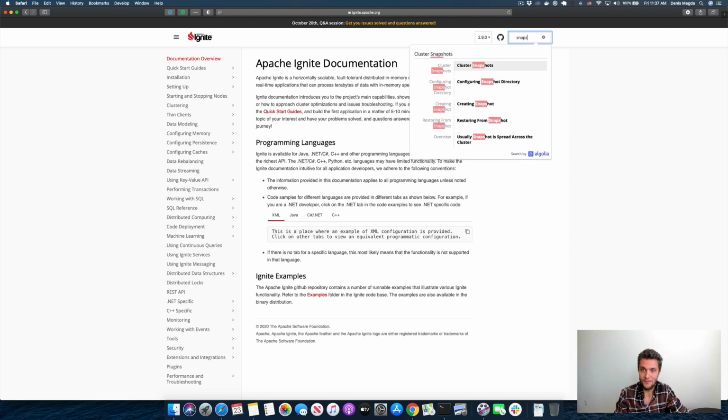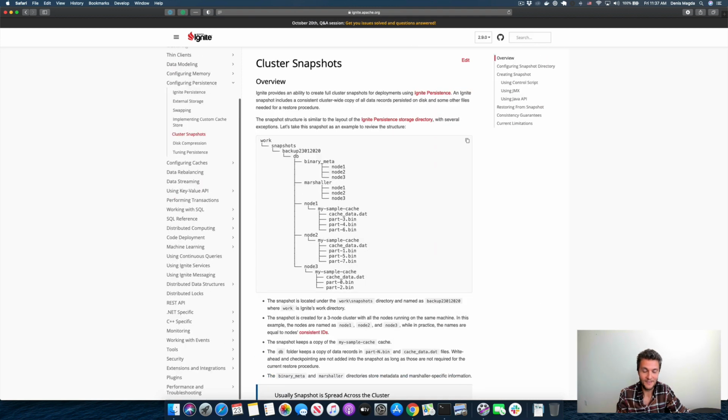And we are starting with the cluster snapshots. You know that Apache Ignite is used not only as a cache, but many of us deploy Ignite as a distributed database that keeps data both on disk and in memory. In this configuration, you need to have some snapshotting or backup capabilities. And with the Ignite 2.9 release, the community has added an open source version of snapshots to Ignite.